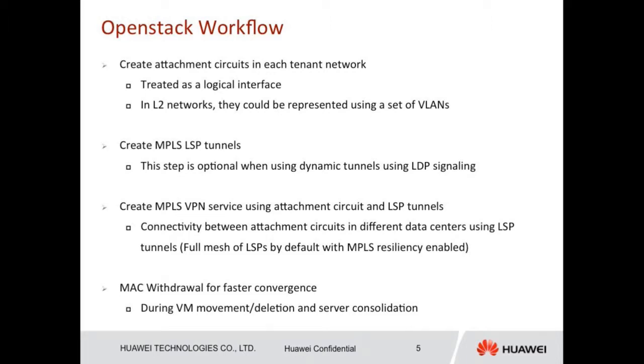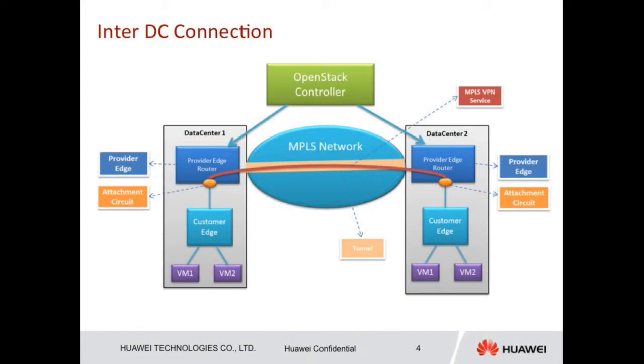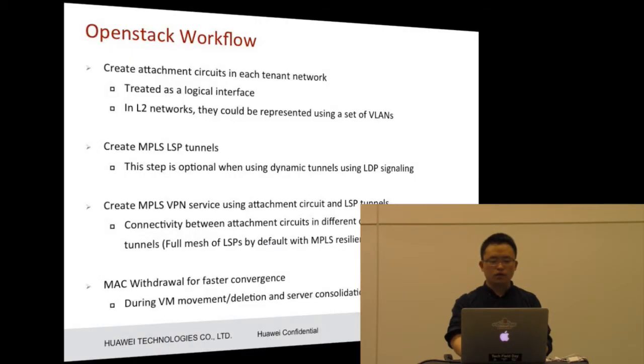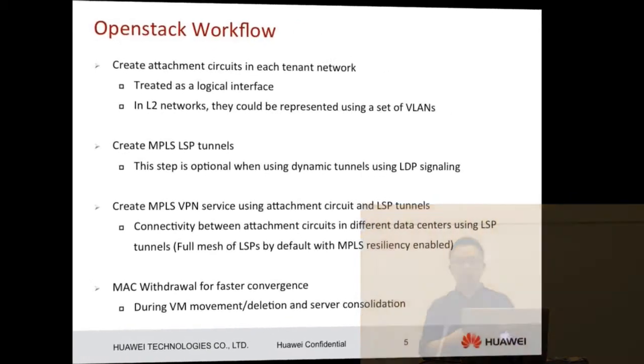If there are multiple data centers, there would be a full mesh, which means if there are 3 data centers, data center 1 to data center 2, data center 1 to data center 3, and data center 2 to data center 3 would have their unique MPLS tunnels. And during VM migration or movement, or node deletion and server consolidation, there might be forwarding table changes. We would use MAC withdraw for faster convergence to make the traffic go to the right destination smoothly.